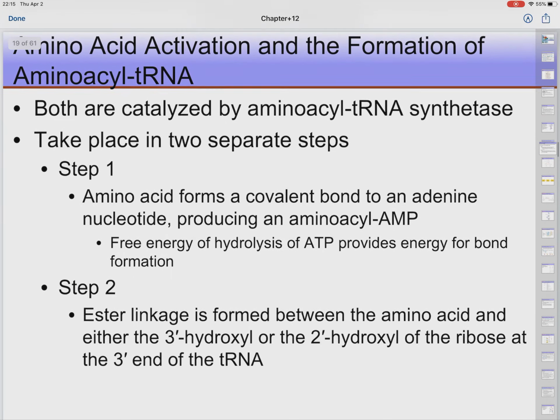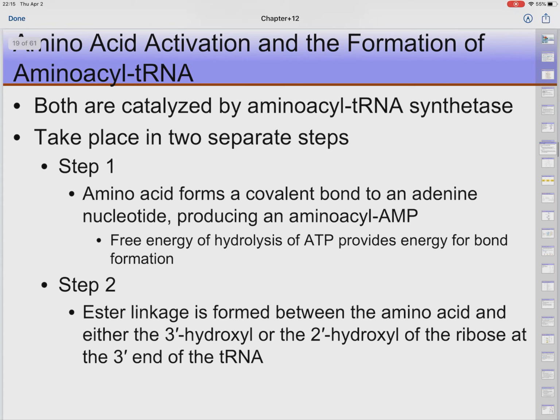Okay, let's talk about the reactions that take place to activate the amino acid. Both of these activation steps are catalyzed by the same enzyme, tRNA synthetase. In step 1, we're going to have the amino acid actually become enzyme bound, and then during step 2, the enzyme-bound amino acid is going to get attached to the tRNA. So let's take a look at that.